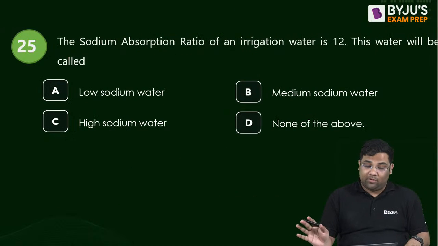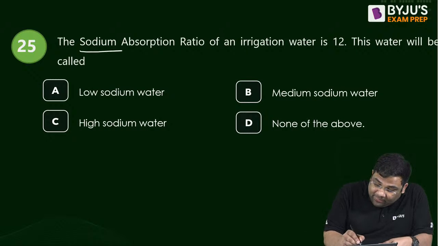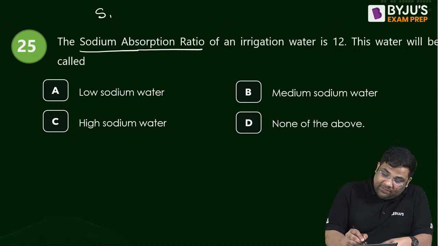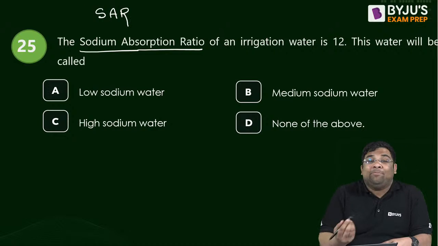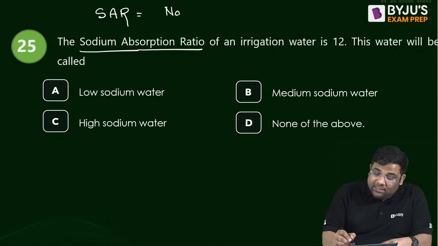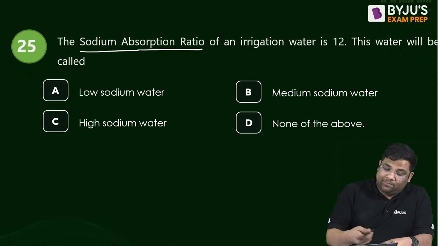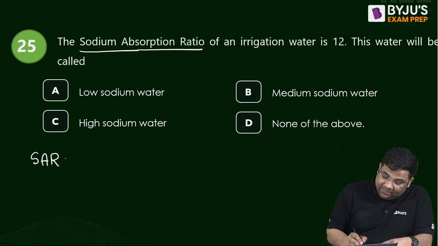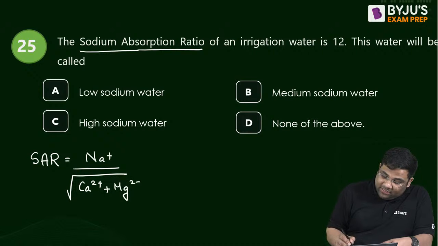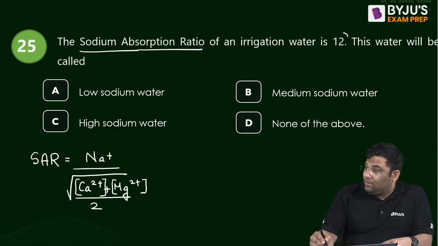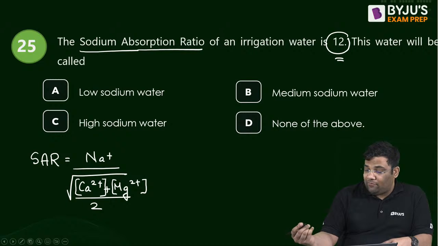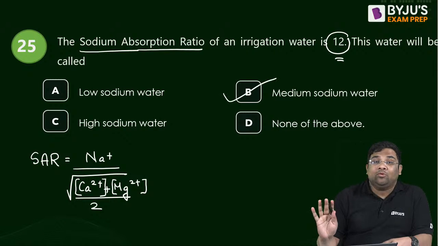Very straightforward, okay? The sodium absorption ratio SAR is given as 12. So it belongs to which type of sodium? First of all, SAR is Na plus concentration divided by root under calcium concentration plus magnesium concentration divided by 2. So it belongs to which category if it is 12? Very good, Vivek, Afrid, very good. It is B, medium sodium water.